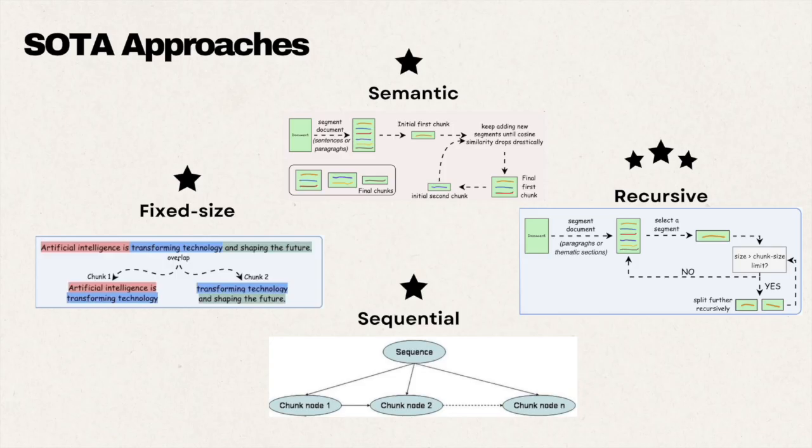So now we discuss some of the state-of-the-art approaches for this problem. The basic approach is fixed size sentence or character based chunking, where we just decide a specific predefined number of characters or sentences and we consider those directly as the chunks for the document. Then we had semantic and sequential chunking methods.